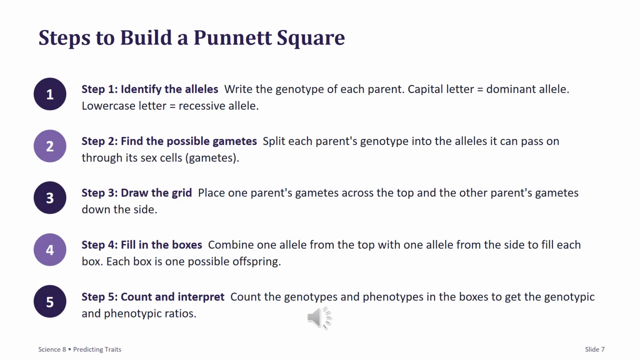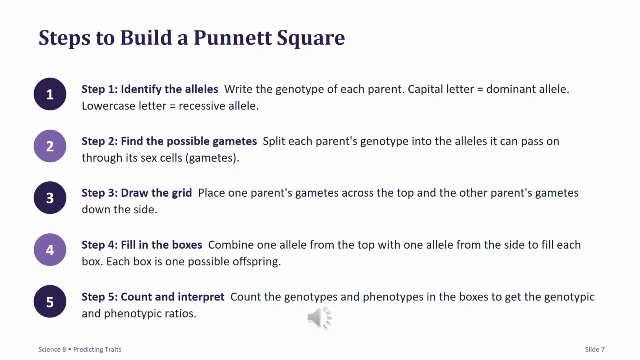Let's break this down into 5 clear steps. Step 1. Identify the alleles. Write the genotype of each parent. Remember, a capital letter stands for a dominant allele, and a lowercase letter stands for a recessive allele. Step 2. Find the possible gametes. Split each parent's genotype into the alleles it can pass on through its sex cells, called gametes.